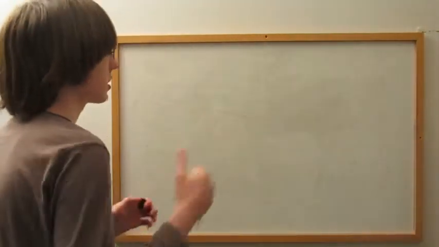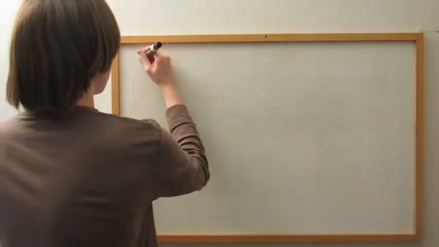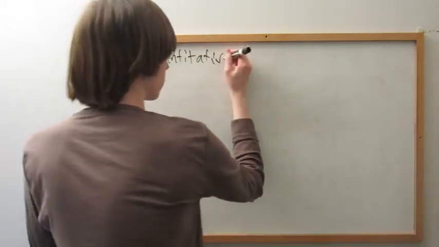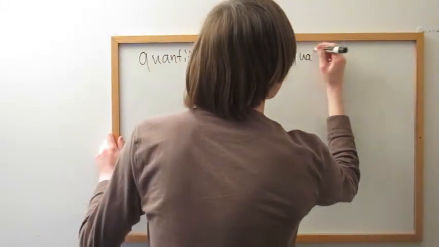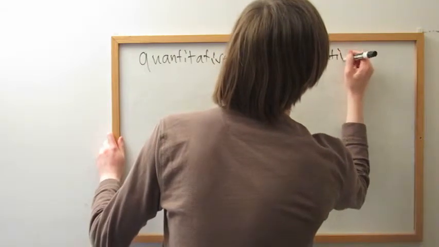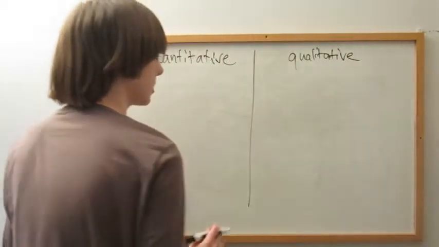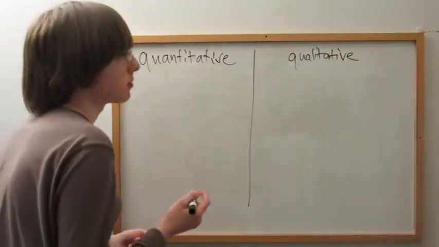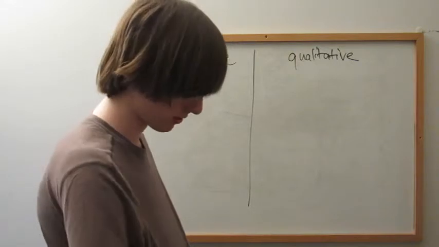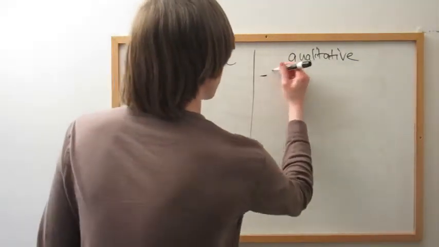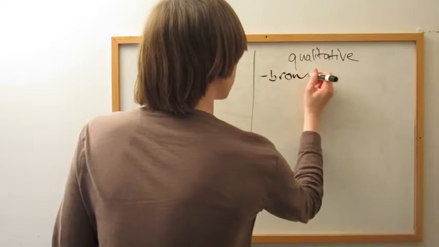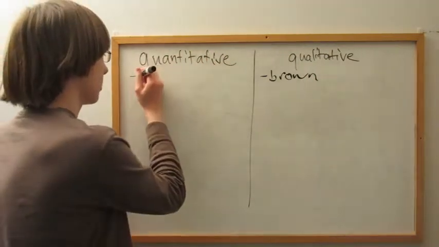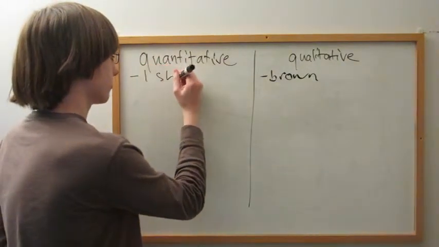And that brings us to an important difference between quantitative and qualitative. Now these are ways of describing something, is the easiest, simplest way I can put it. So if we're going to describe my shirt, we can say that it's brown. That is qualitative. If we say I have one shirt on, and that is true, then that is quantitative, one shirt.